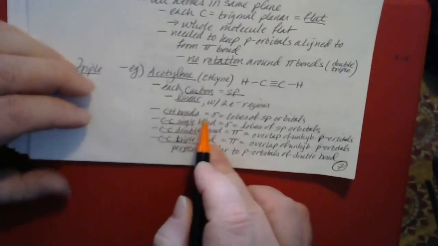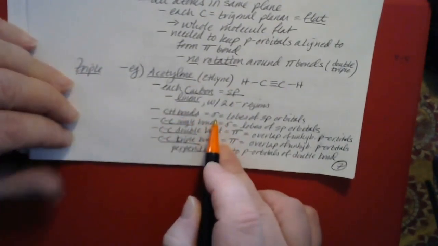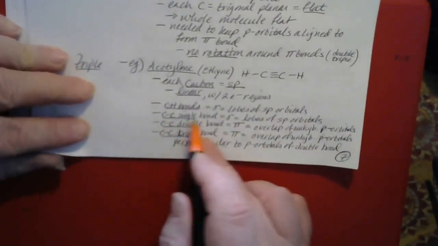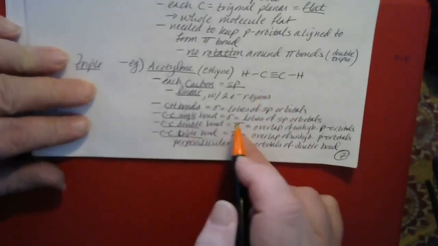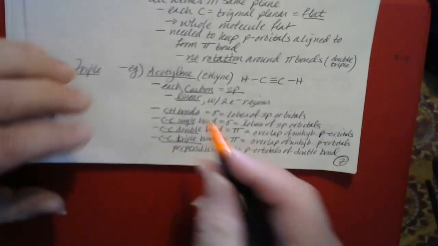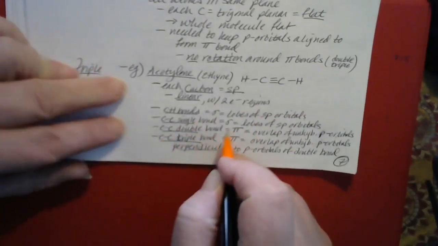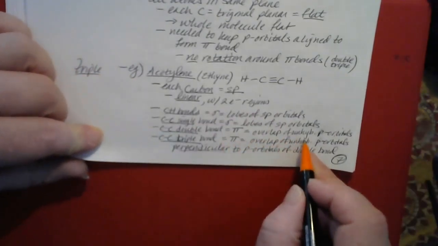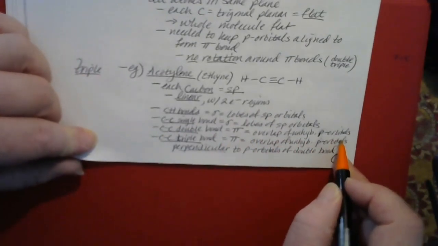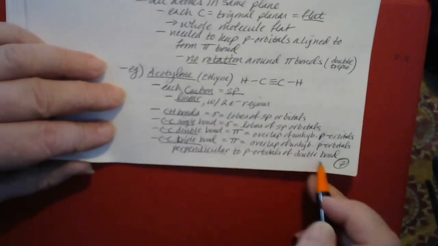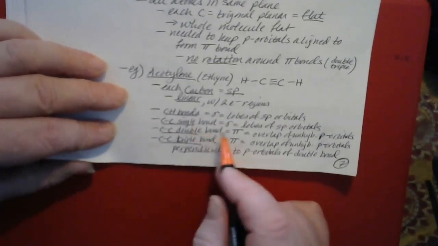So the carbon-hydrogen bonds are sigma bonds, and they're formed by the lobes of the sp orbitals. The carbon-carbon single bond is also formed by end-to-end overlap of sp hybrid orbitals between the 2 carbons. The carbon-carbon double bond, that is the first pi bond, is caused by the overlap of 2 unhybridized p orbitals. And the triple bond, or in other words, the second pi bond, is the overlap of unhybridized p orbitals that are perpendicular to the p orbitals of the first pi bond.